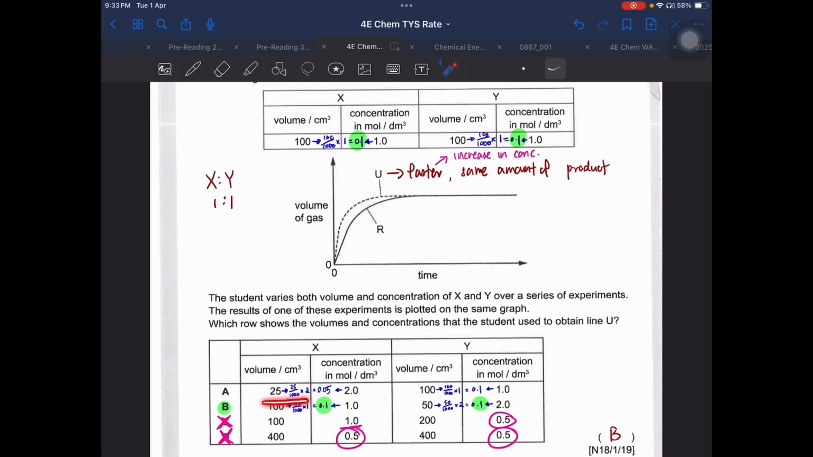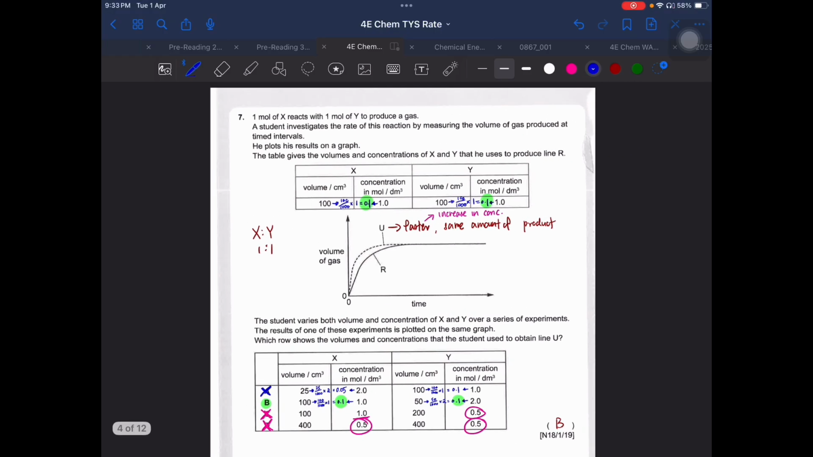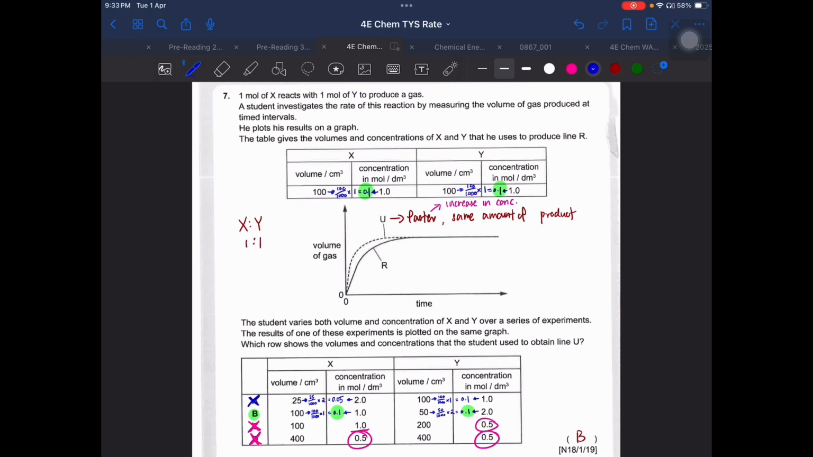Option A cannot be because the mole of X is too little, it's only 0.05. That's why option A is struck out over here. This question is not that easy. If you still have questions understanding what this means, we can go through this back in class.